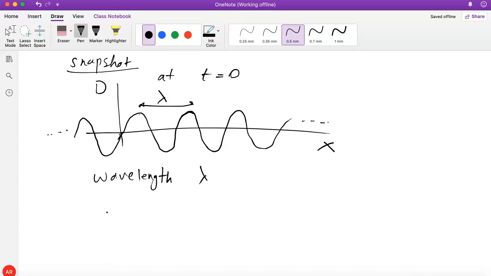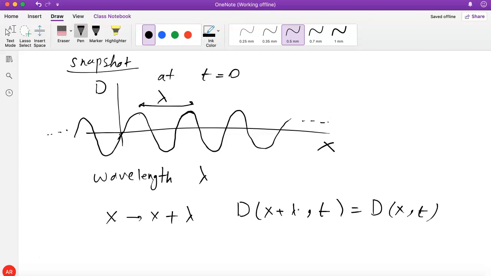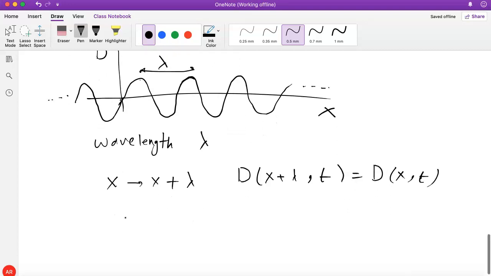So if x goes to x plus lambda, the displacement doesn't change. So d of x plus lambda, at any point and at any point in time, is equal to d of x and t.